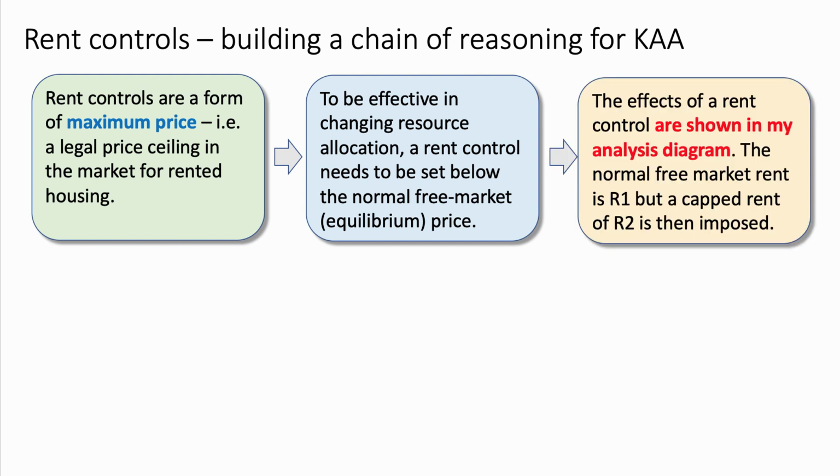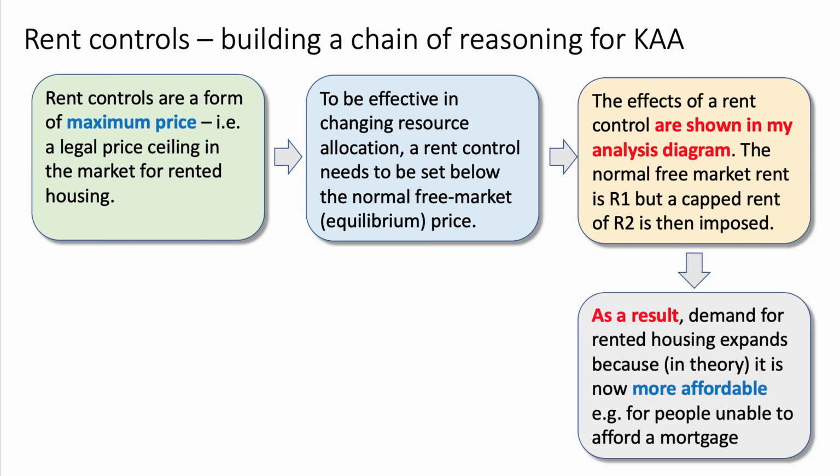The effects of rent control are shown in my analysis diagram. That's in red, a connective phrase. That's a great way of flagging up to the examiner that you're about to insert a diagram into your answer. The normal market rent is R1, but the capped rent of R2 is then imposed. Well, I'll show you the diagram in a second.